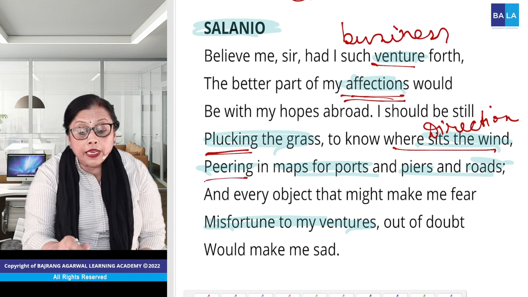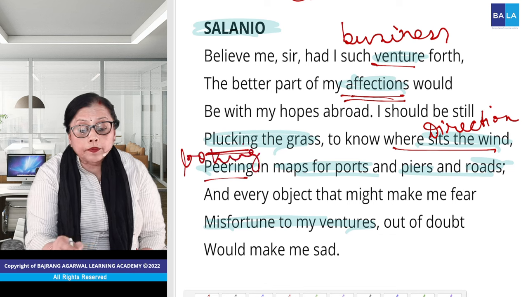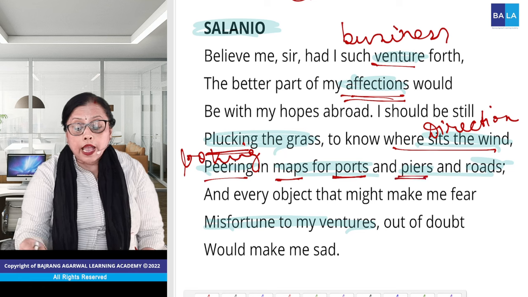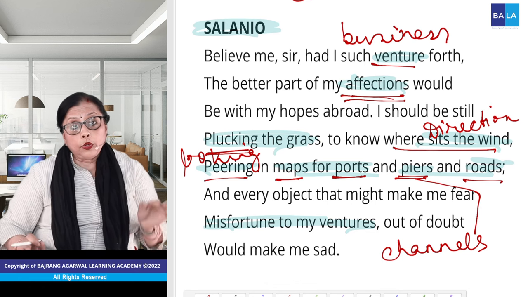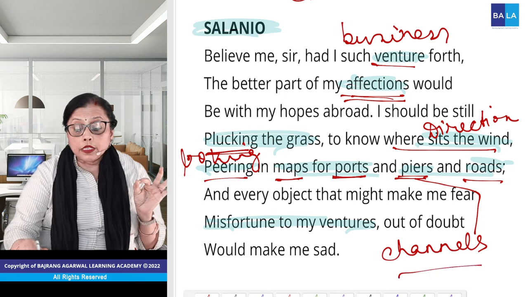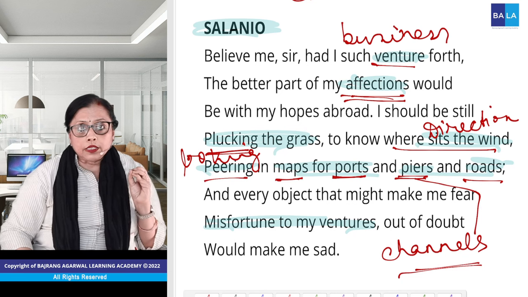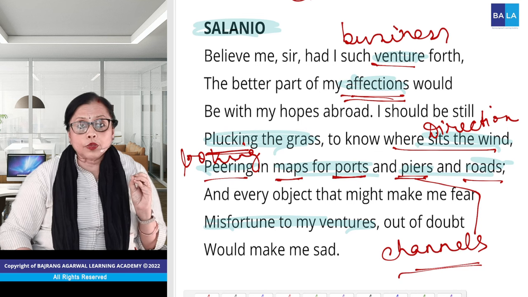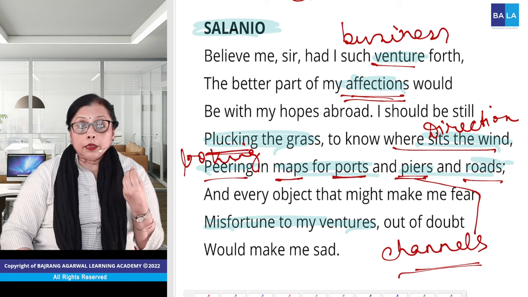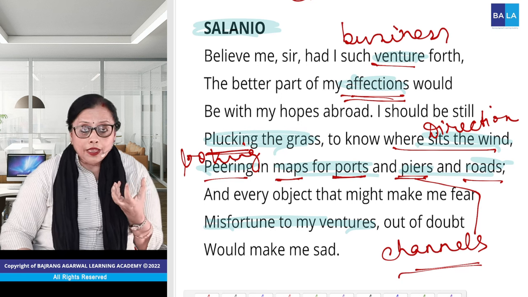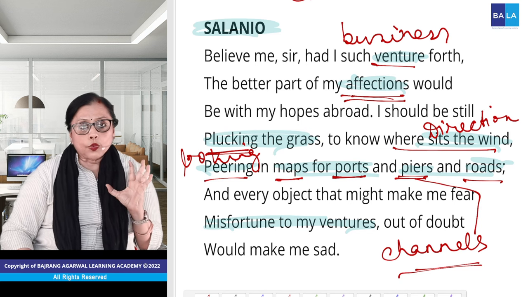I would be peering, meaning looking, at the maps. My ship is here. Ports are where the ships harbor. And piers and roads. I would be pulling the grass to see the direction of the wind. I would be looking at the maps for ports, for piers. What are piers? Piers meaning channels. I would be looking for roads. And every object that may bring harm to my ship would make me frightened. And that is why I think, without doubt, that is what makes you sad. Because you are thinking about your ship. You're thinking about the direction of the wind. You're looking in the maps for the ports and channels and roads. And anything that you see wrong, you are frightened. Why? Because you think, there goes my ship. And that is what is making you sad.